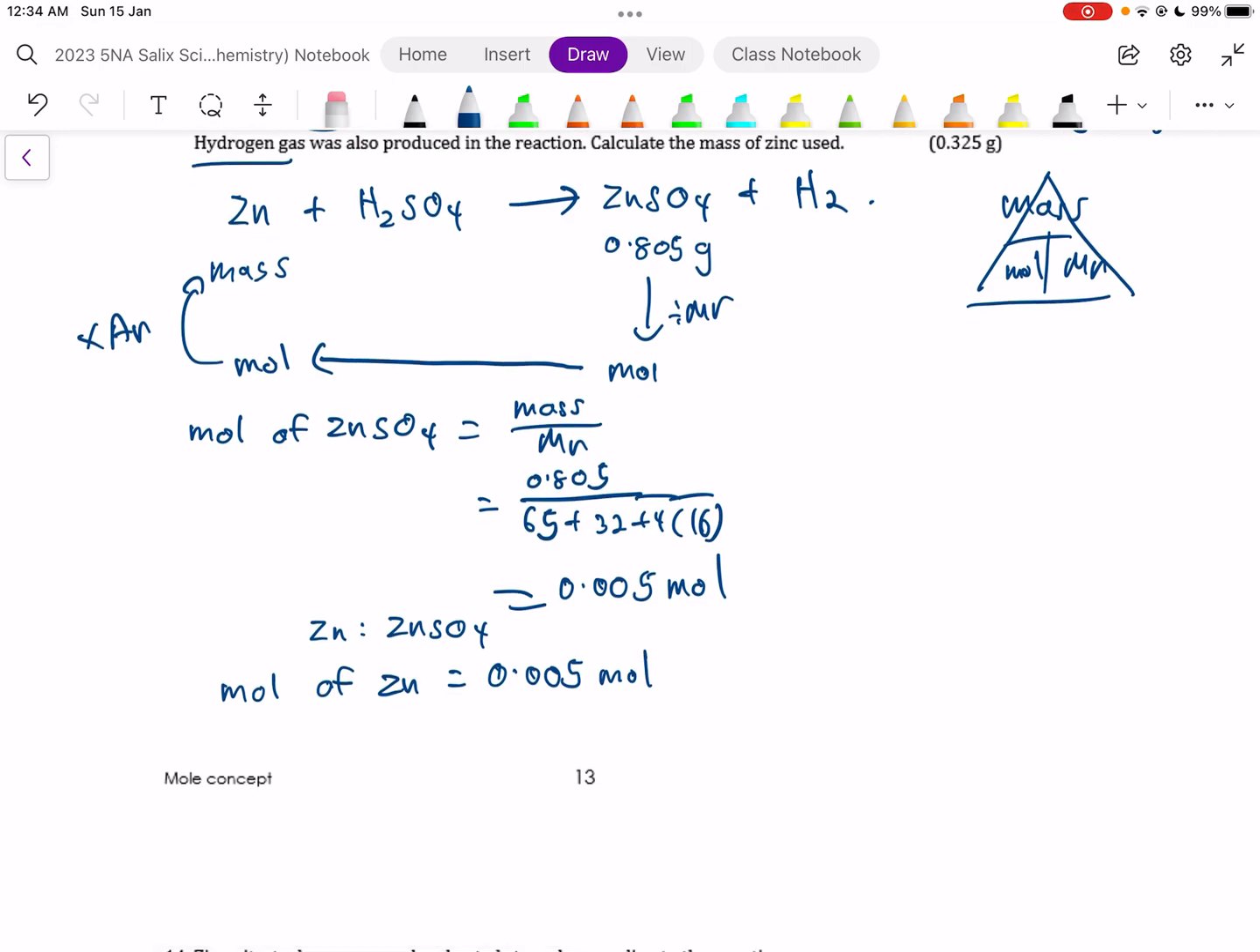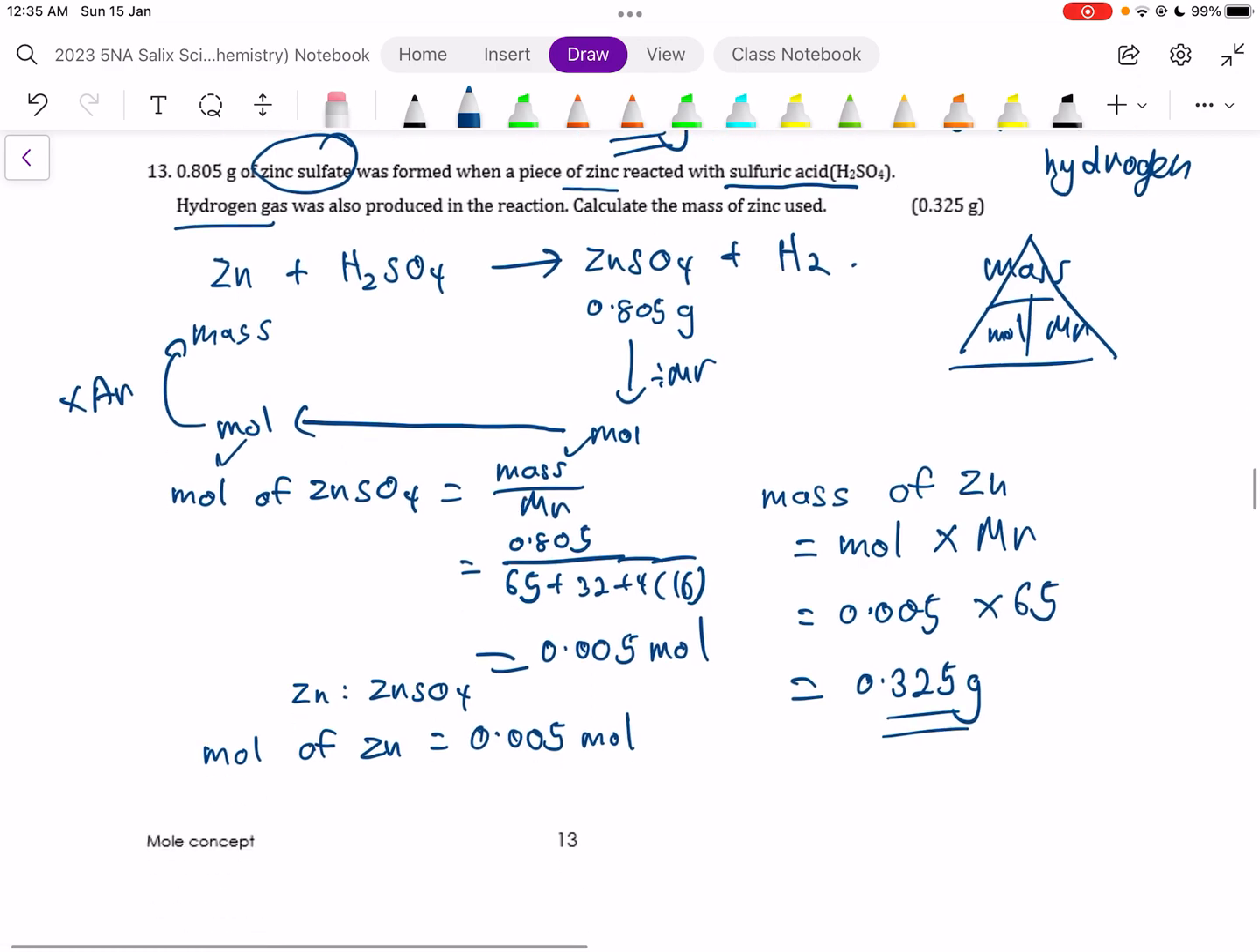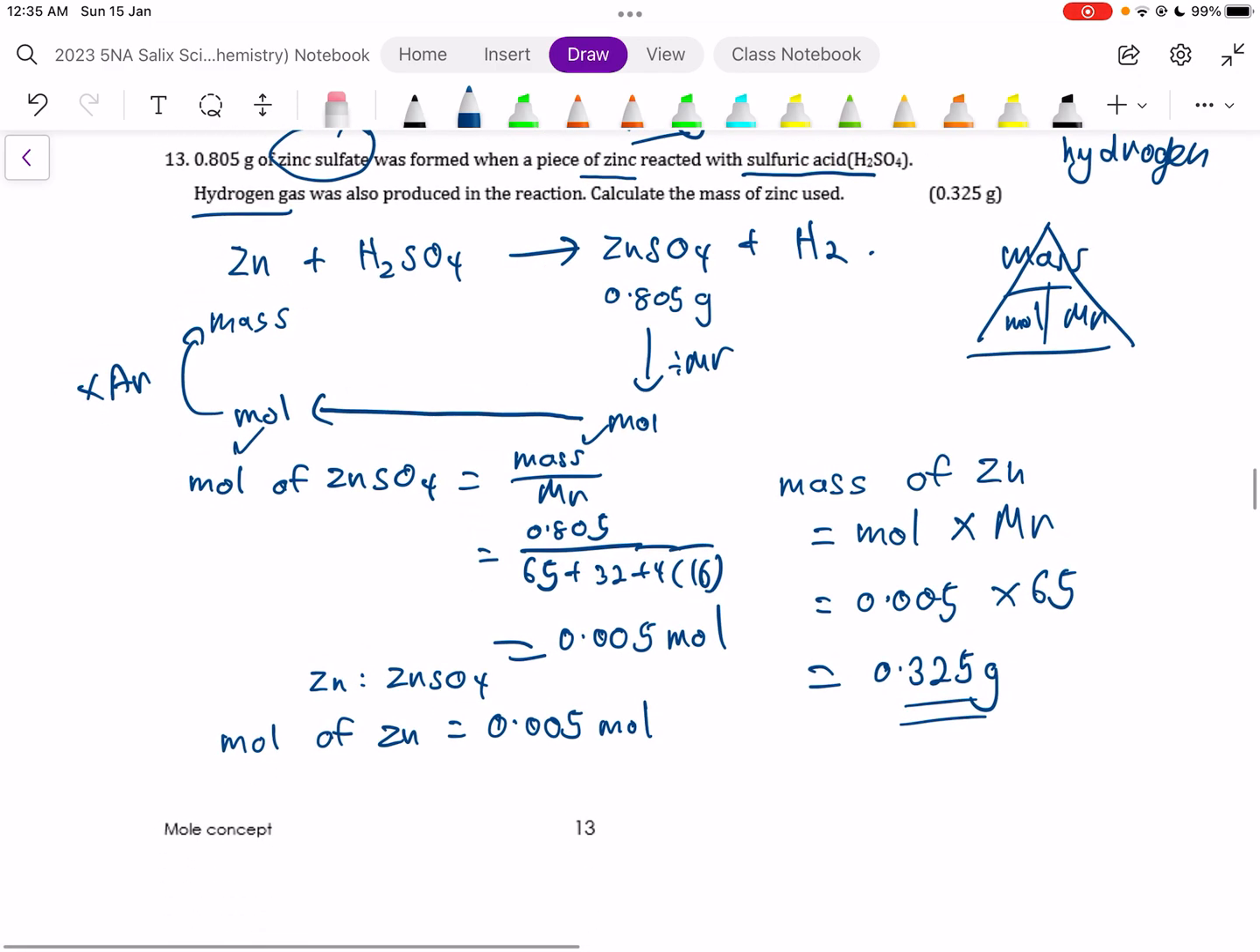Now up to here, one last step to get the mass of zinc. That will be mole multiplied by molar mass, 0.005 multiplied by 65. So 0.325 grams.